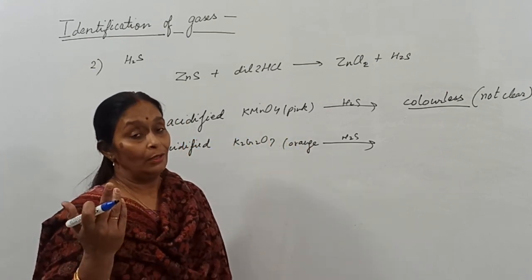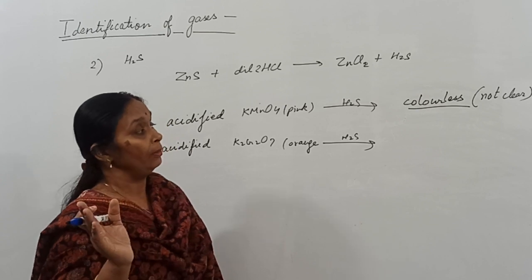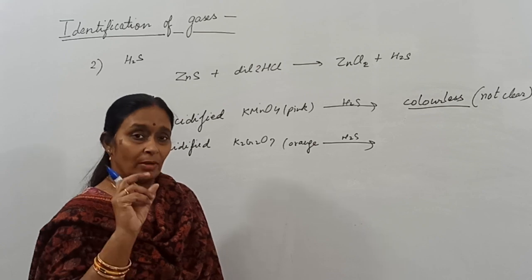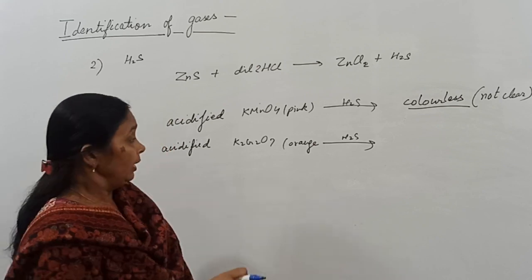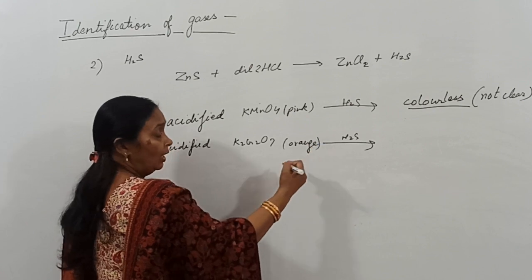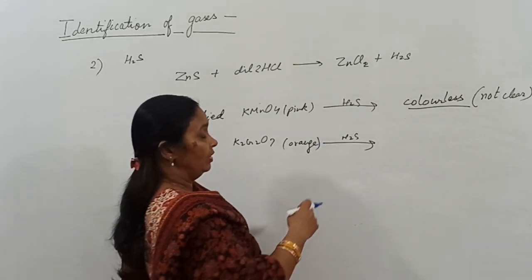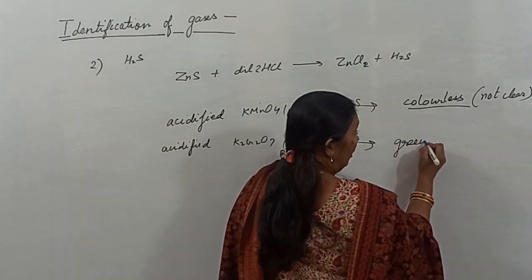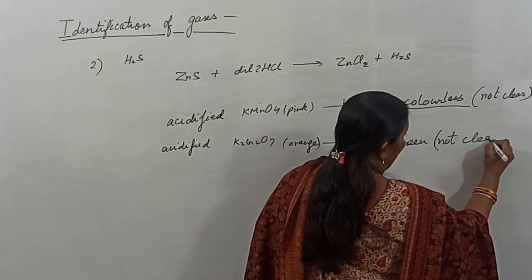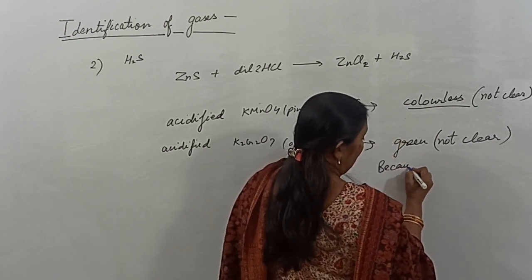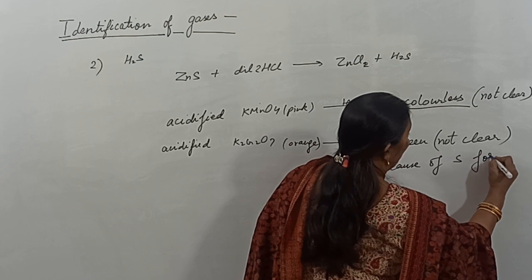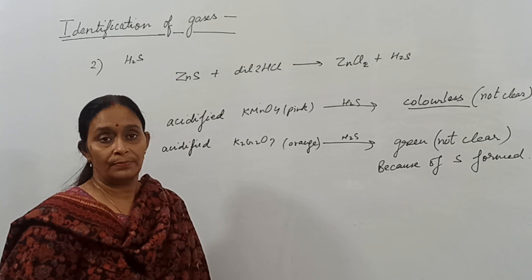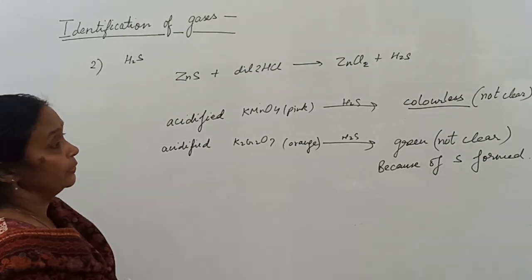So the solution does not remain clear colorless. It has some turbidity of sulfur particles spread in that. Same is with K2Cr2O7. When we pass H2S through orange color K2Cr2O7, the solution turns green, not clear, because of sulfur formed as one of the products which remains spread. So this is one test which you can use for hydrogen sulfide.